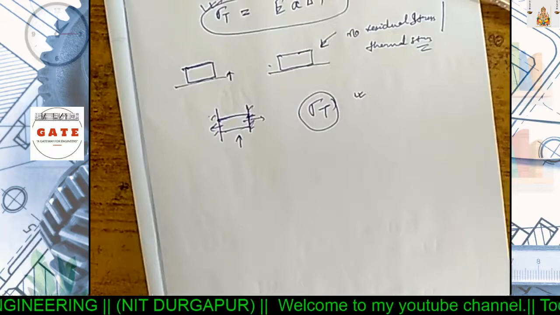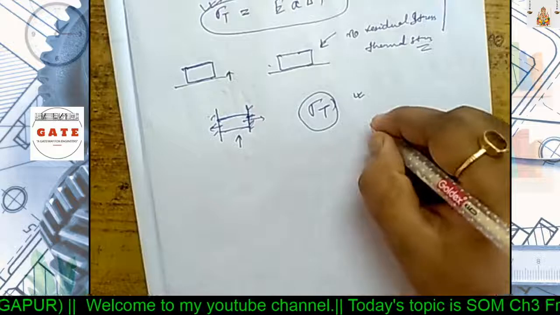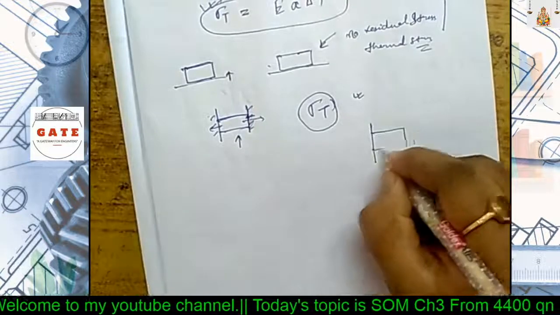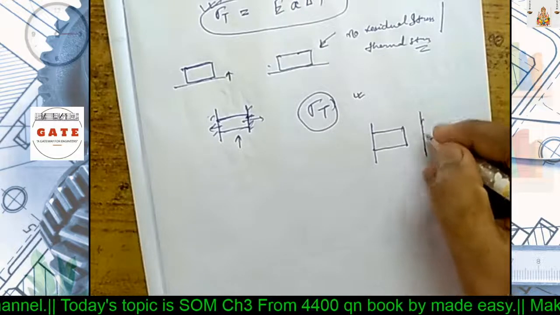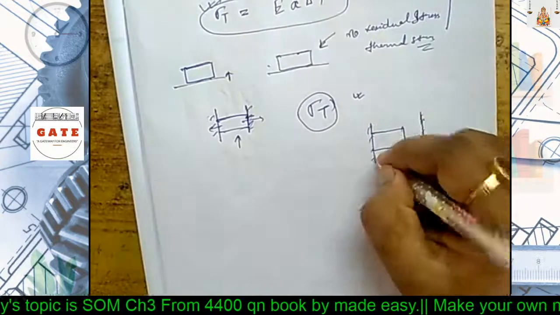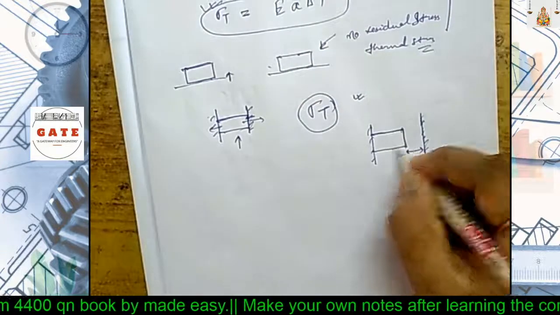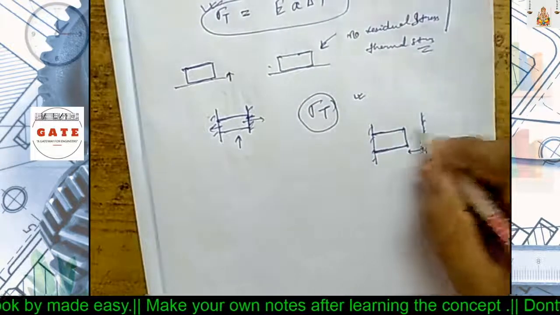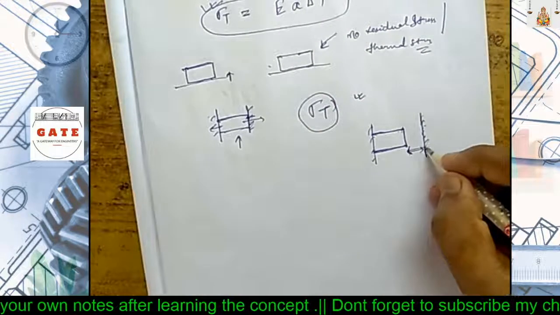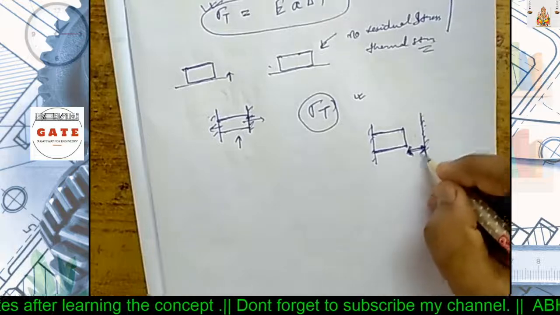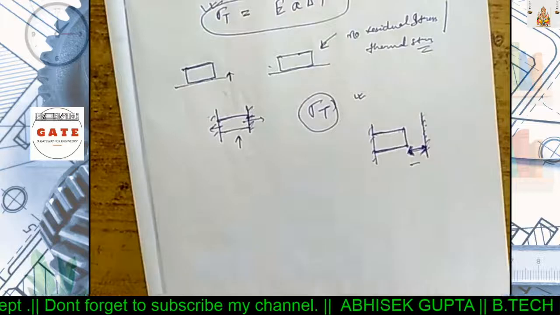Another case that is very common in the GATE exam: a bar is there and a given space is provided to expand, but here again another wall is present. So it will expand, and after that when extra heat is given, the thermal stresses will come into the picture. But no stresses will be developed until the expansion in this gap is used up.